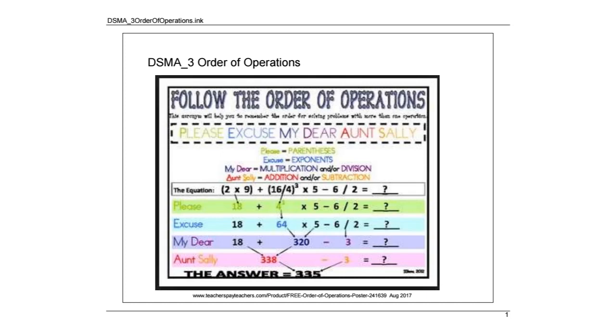All right, so this is DSMA 3, order of operations. You've probably heard it as PEMDAS, or "Please Excuse My Dear Aunt Sally." I know there are other ones, I don't know other ones. Most of us learned this in elementary school, but a lot of us learned incorrectly. So let's take a look here.